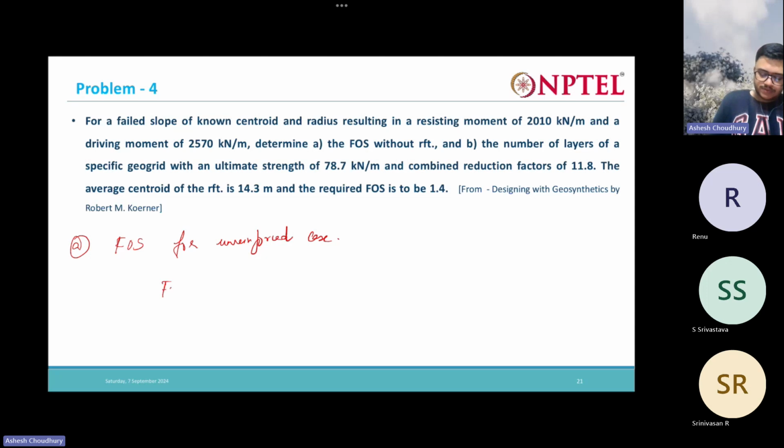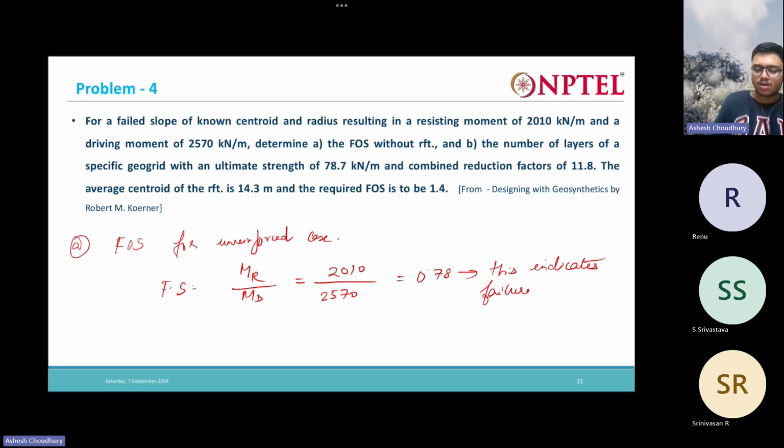Unreinforced case. So what is factor of safety? Resisting by disturbing. So the resisting moment is given as 2010, and what is the disturbing moment? So obviously you can see this indicates failure. Alright, this indicates failure.